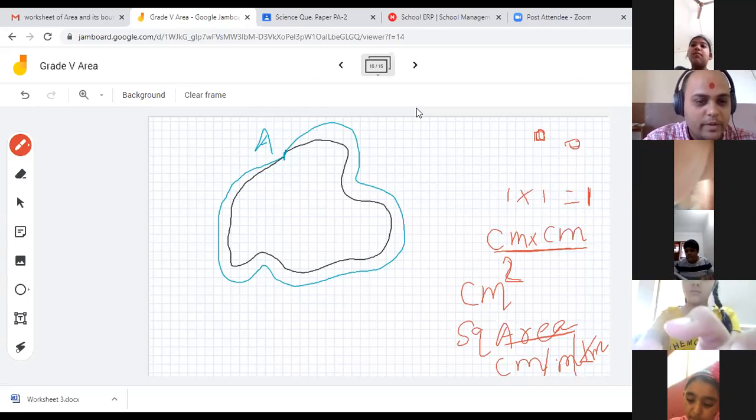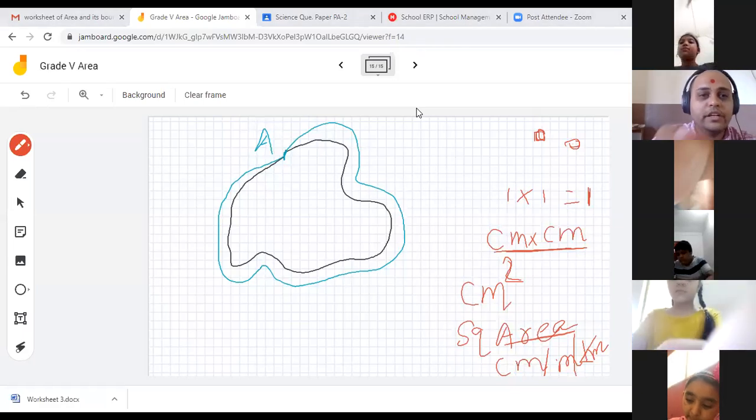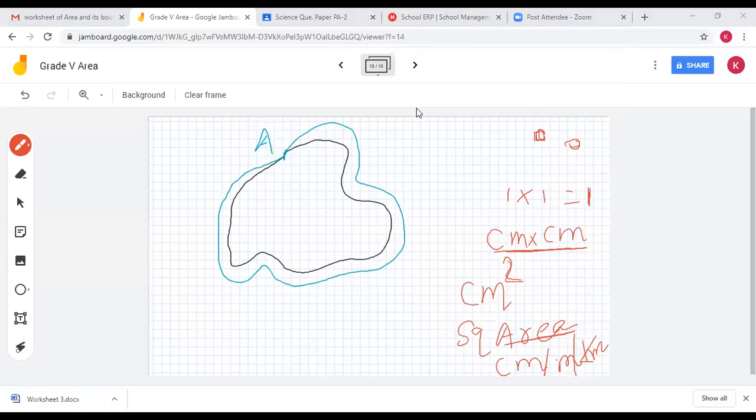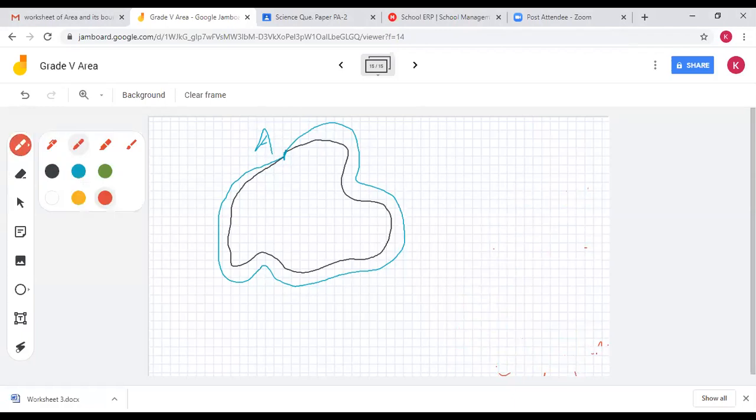Okay. Now Mahir, is it clear? Good. Very good. Fine. So what we will do is, since in this object there are so many squares, we have to count the whole squares, the full, complete squares, by counting. So let's count them one by one.